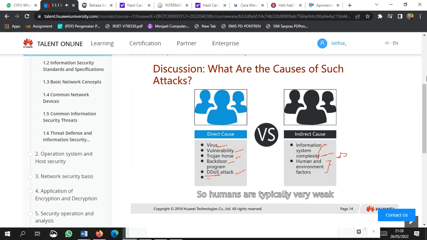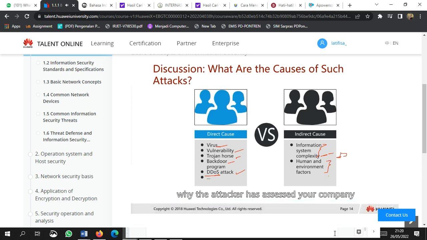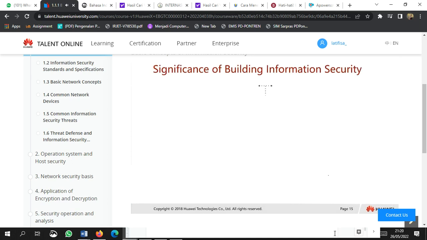And finally, it could also be due to human and environmental factors. Humans are typically very weak in terms of emotion, and if somebody manages to weaken the emotion of the person, for example, pretending to be somebody who comes to repair the photocopier, or a repairman to repair some electricity or telephone cable, the lines, that could be the reason where the attacker gains access to your company in the first place.